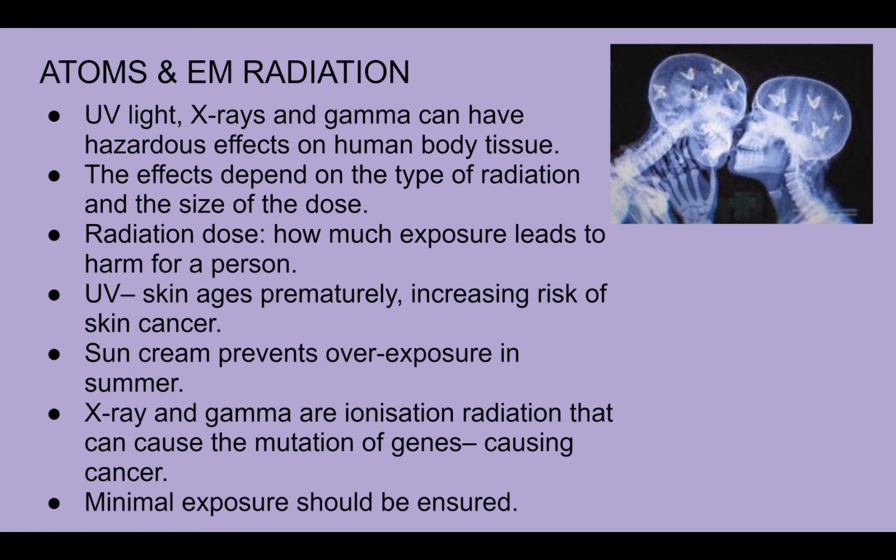So atoms and EM radiation. UV light, X-rays, and gamma have hazardous effects on human body tissue. The effects depend on the type of radiation and the size of the dose. Radiation dose is how much exposure leads to the harm for a person. UV rays can make your skin age prematurely, increasing risk of skin cancer. So sun cream will prevent overexposure in the summer. X-ray and gamma rays are ionizing radiation that can cause the mutation of genes, thus also causing cancer. Minimal exposure to these rays should be ensured.